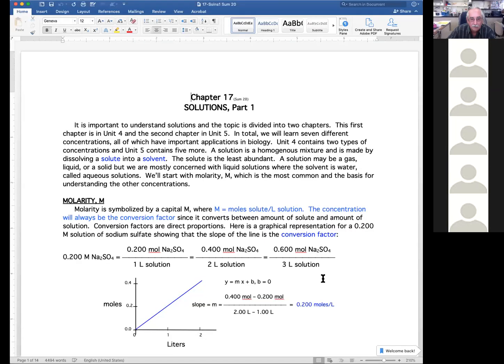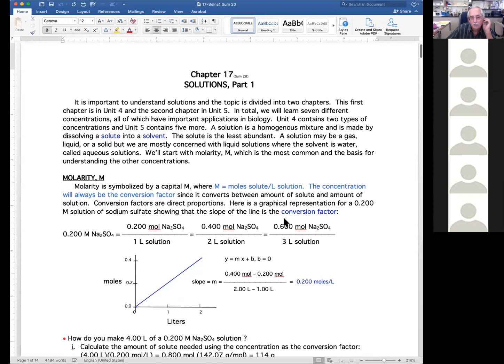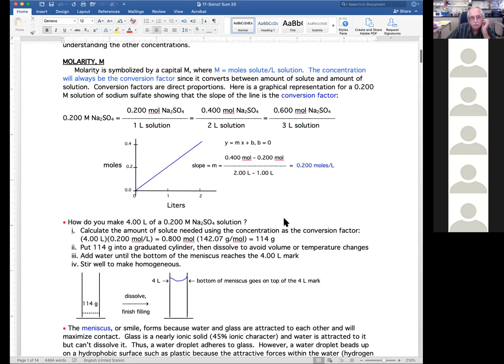I'm glad we're getting into chapter 17 today. So we know what a solution is. We know what a mole is. We know what a liter is. So we pretty much got this together. We just have to look at it in detail.